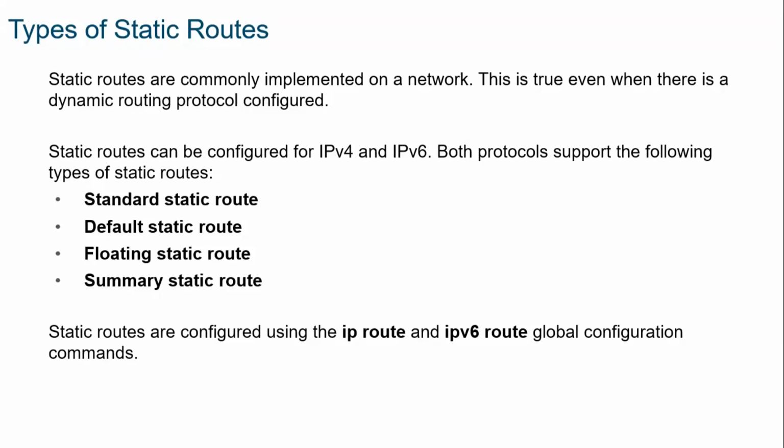Static routes are configured using the IP route or the IP version 6 route global configuration commands. This command, IP route and IP version 6 route, is basically telling the router that we are now going to configure a static route. So IP route means we are configuring an IP version 4 static route. IP version 6 route means we are going to configure an IP version 6 static route.